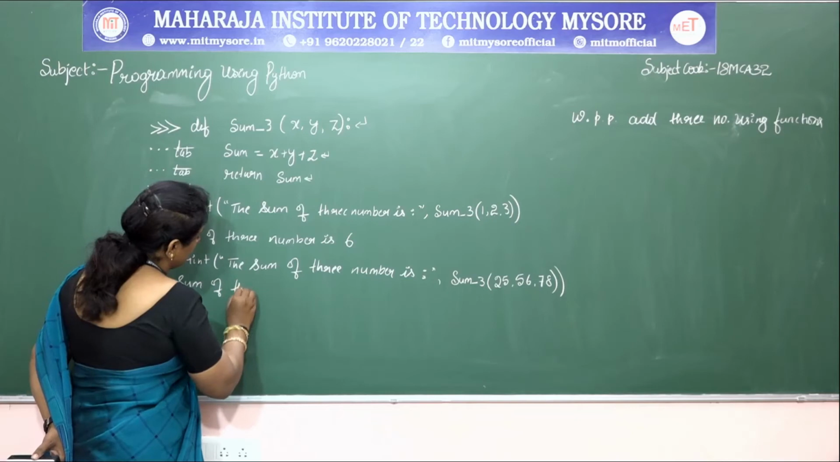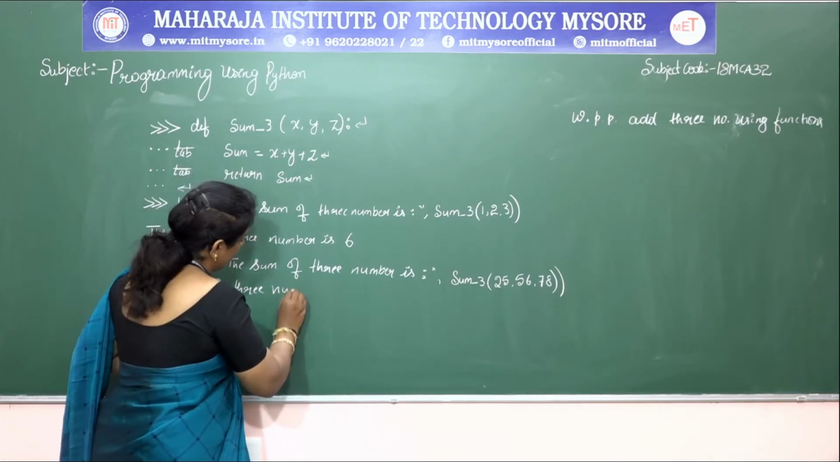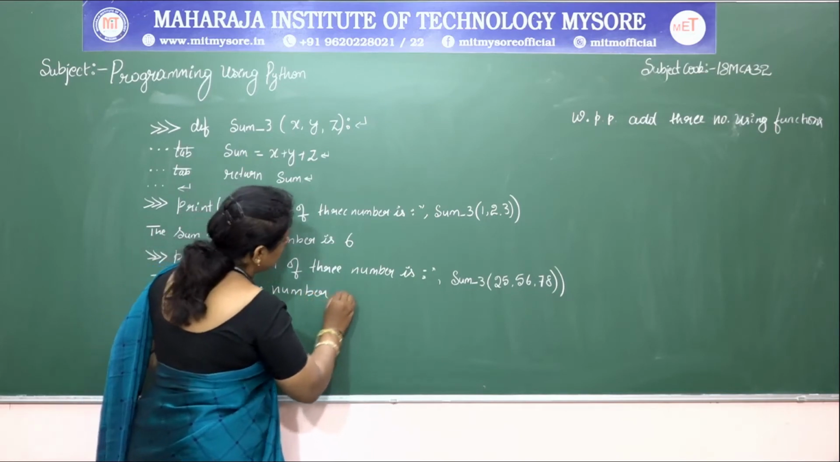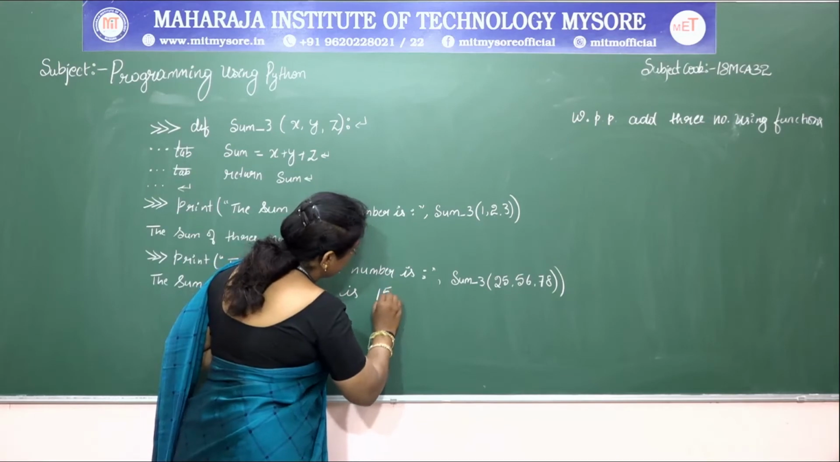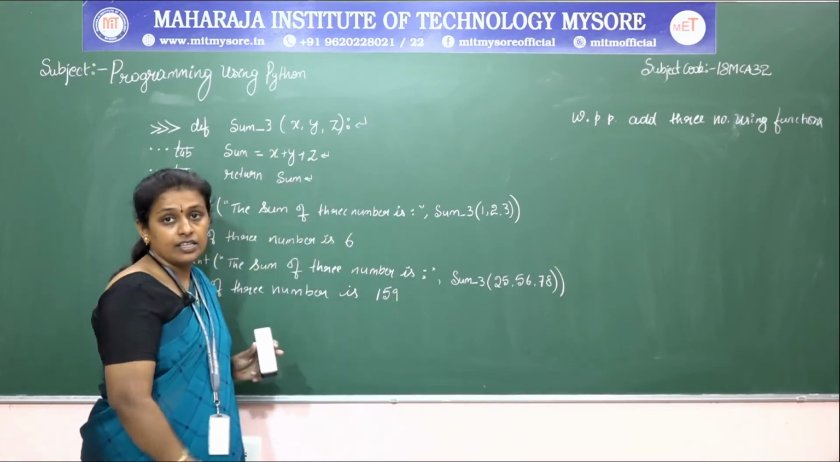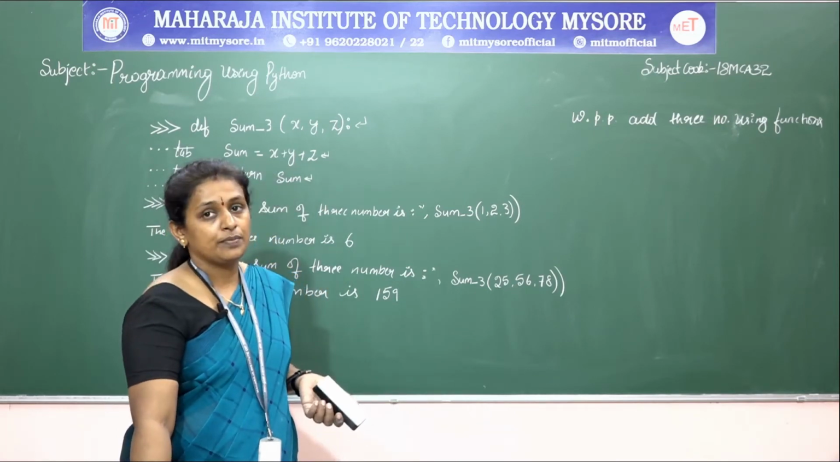the sum of 3 numbers is 159. So this is how we are going to use a function in our programs.